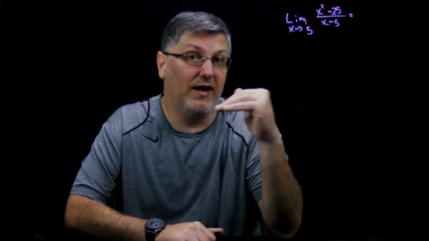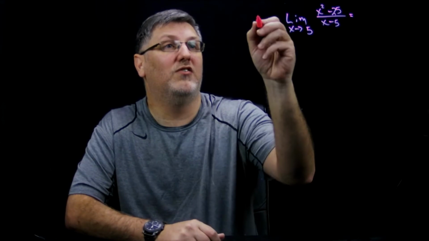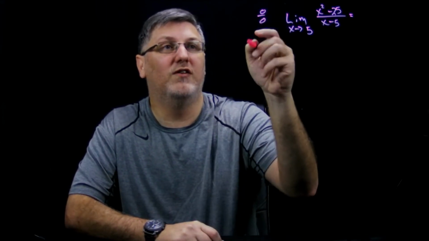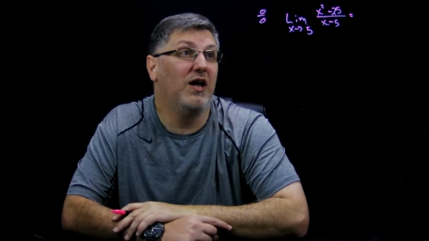So the first thing we want to do before anything else, our first strategy for finding limits should always be just plug this 5 in and see if it works. Well, 5 squared minus 25, well, that's going to be 0. And then 5 minus 5, well, that's 0. And this is what's called an indeterminate form. We just have no idea because we can't divide by 0, so that's a bit of a problem.